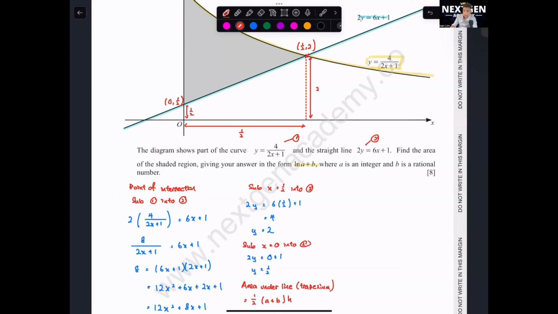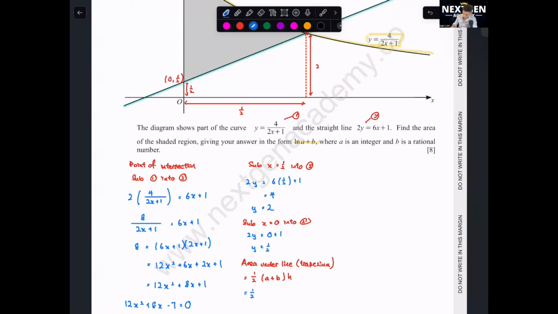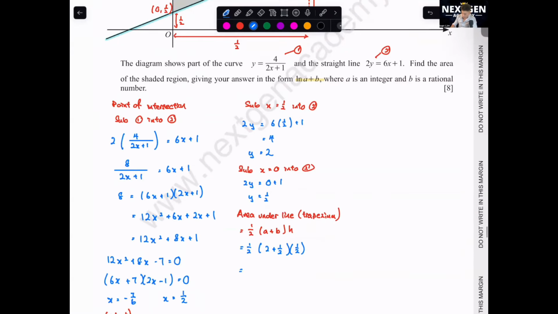So 1 over 2, these two add up together times height, which we will get 1 over 2, 2 plus 1 over 2 times 1 over 2. Calculate this. This would be 1 over 2, 5 over 2 times 1 over 2, 5 over 8.